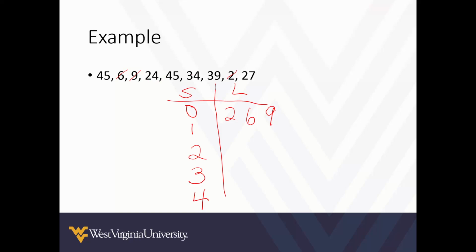So we'll go to, let's see, we've got 24 and 27. So 4, 7. Then for the 30s, we've got 34 and 39. And then we get to end with 2 45s. There we go. Easy.